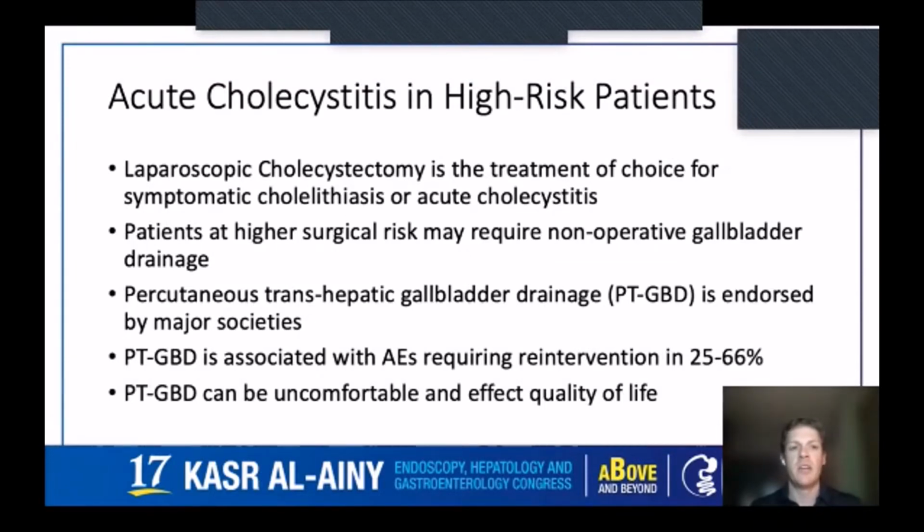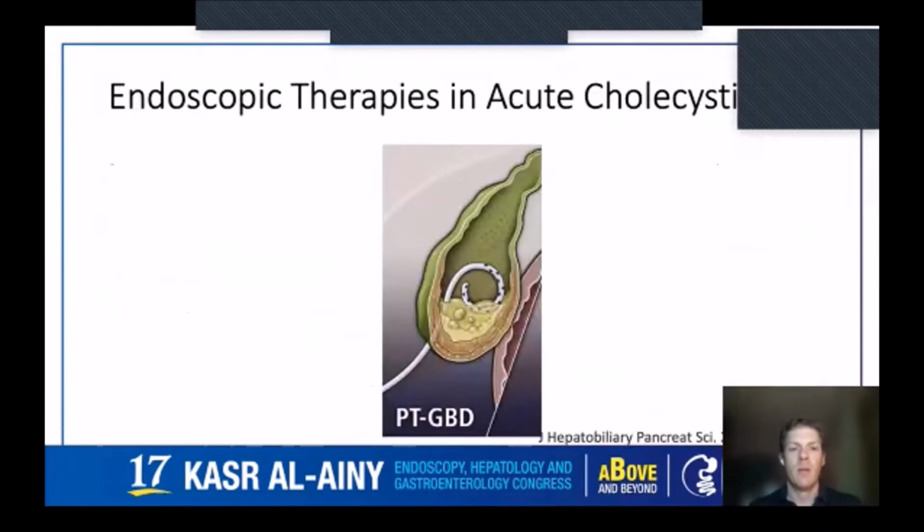And percutaneous drainage can be uncomfortable and affect quality of life, which is particularly important when used in patients with limited life expectancy. This is a cartoon of percutaneous transhepatic gallbladder drainage.